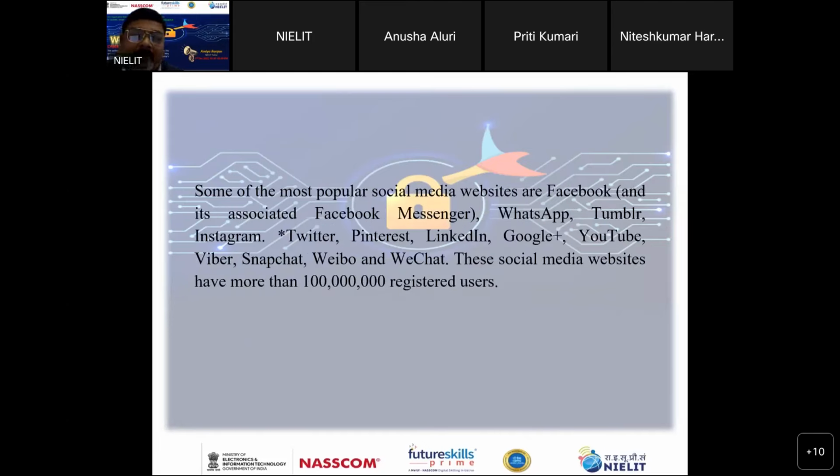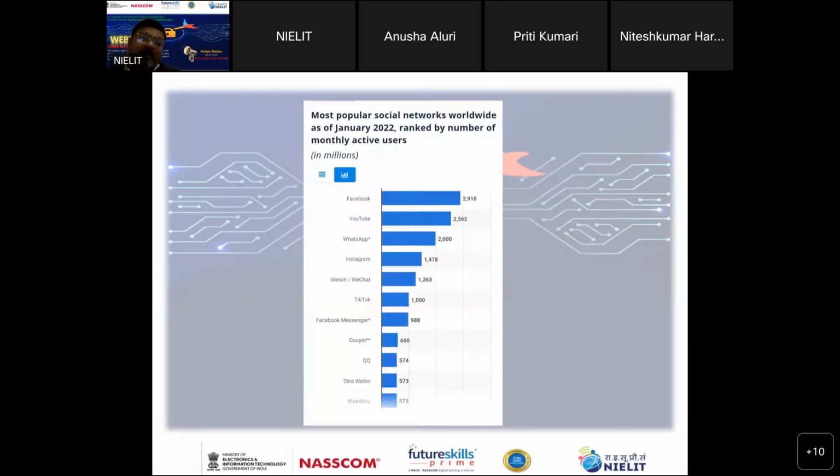Some of the most popular social media websites are Facebook, WhatsApp, Tumblr, Instagram, Twitter, Pinterest, LinkedIn, Google, YouTube, Viber, Snapchat, Weibo, WeChat. These are the most popular social media all over the world. The social media websites have more than 100 million registered users. This is the chart regarding the social media users. It is in millions.